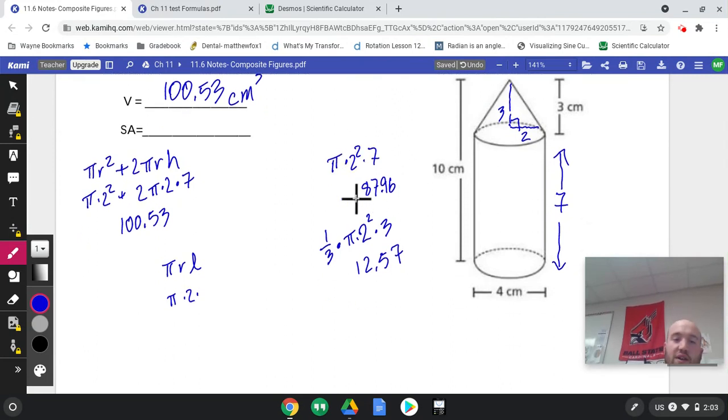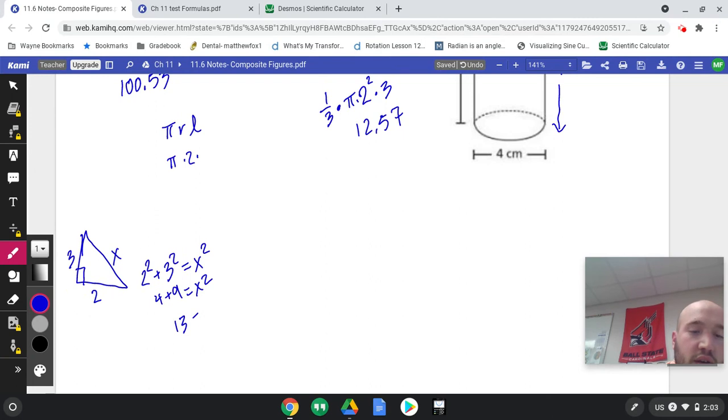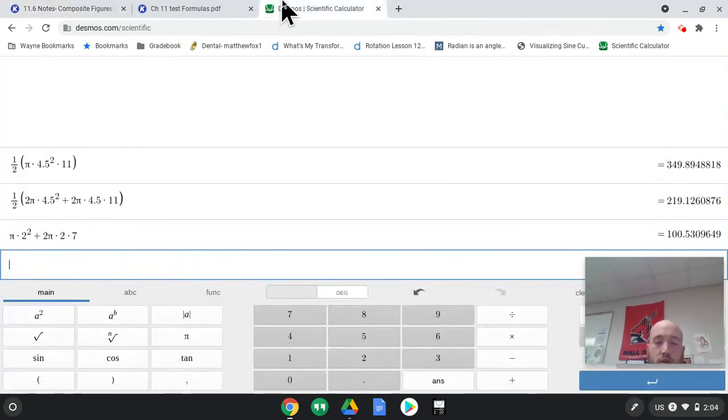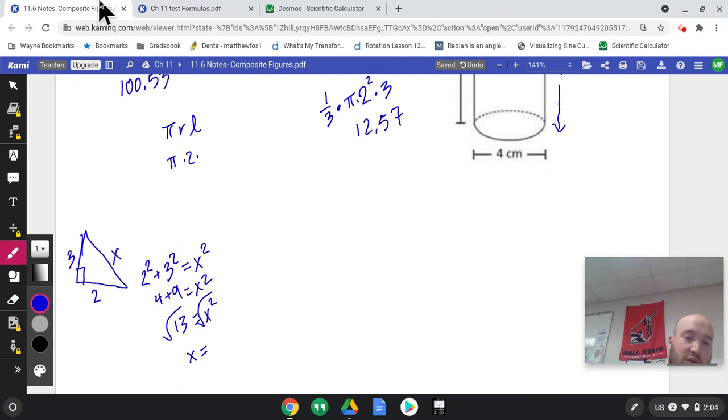So to find the slant height, just think about it as a right triangle. We know this is a 2, this is a 3. We need to find what x is. So a squared plus b squared equals c squared. 4 plus 9 equals x squared. So we'll combine those, get 13. We've got to take the square root of both sides. So the square root of 13, which if we find, is 3.61. So 3.61 is what we will get. That is what will go in right here.